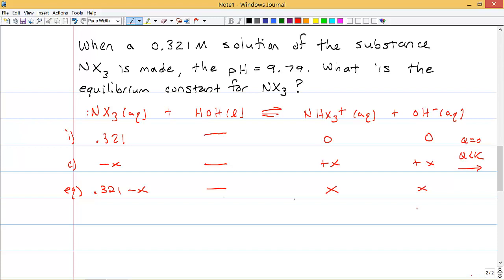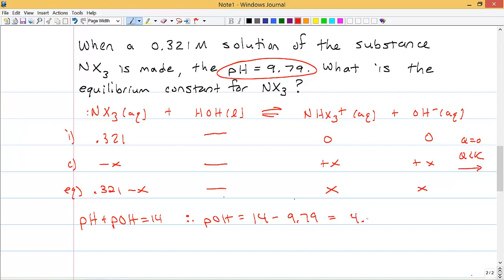And you might be thinking, well, heck, we have no way to solve this, because to solve for X, we would likely need to have some more information. Well, we do have more information. We have the pH. So our goal is to find K, but we have this pH thing. Well, let's think about the pH. At room temperature, the pH plus the pOH is equal to 14. That means I know for sure that the pOH for this system is equal to 14 minus 9.79, and that's equal to 4.21.